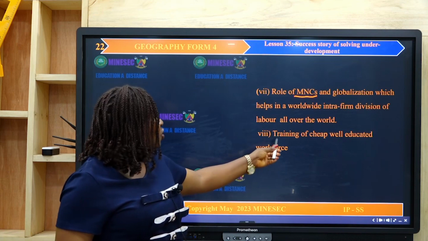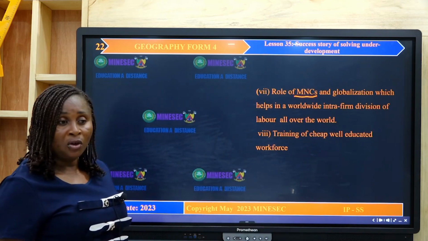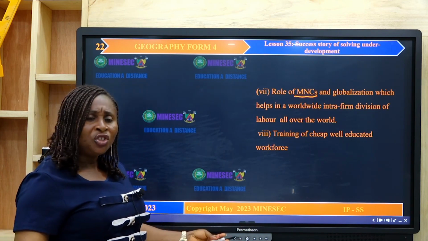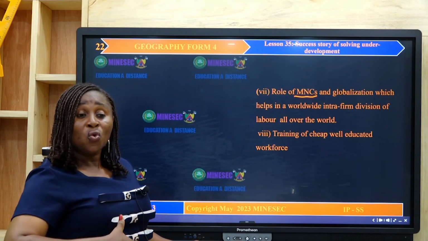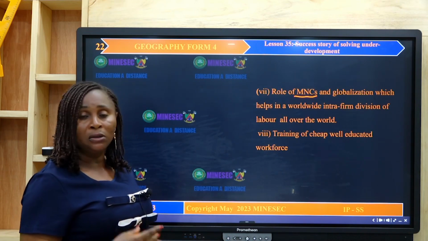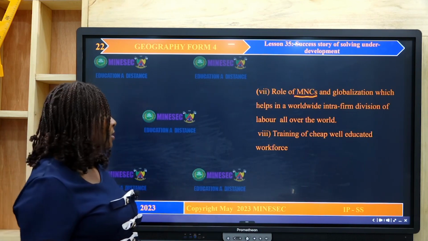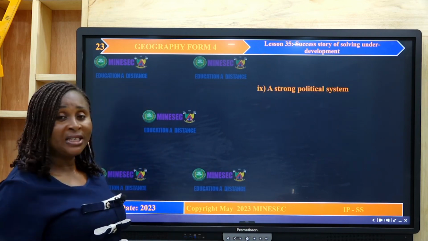The next is training of a cheap, well-educated workforce. When we have skilled labor, the industrial sector will not be limping. The industrial sector will have workers who are skilled and will produce quality goods that are demanded by nations of the world.